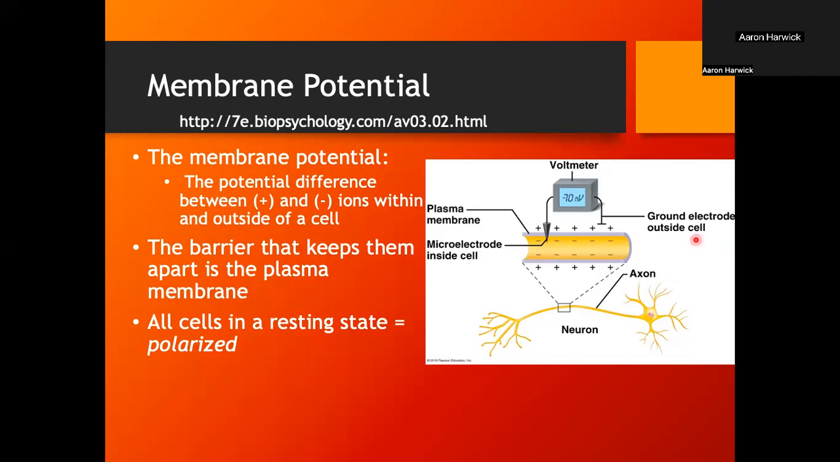When cells are in their resting state, they're considered polarized. So polar opposites is one way you could think about that. Typically speaking, a resting membrane potential, the value between the inside and the outside of a cell at resting state, is negative 70 millivolts. So remember that, that's important. Negative 70 millivolts is a resting membrane potential.